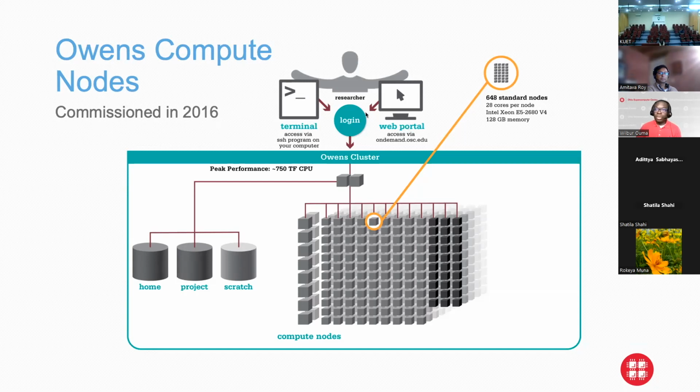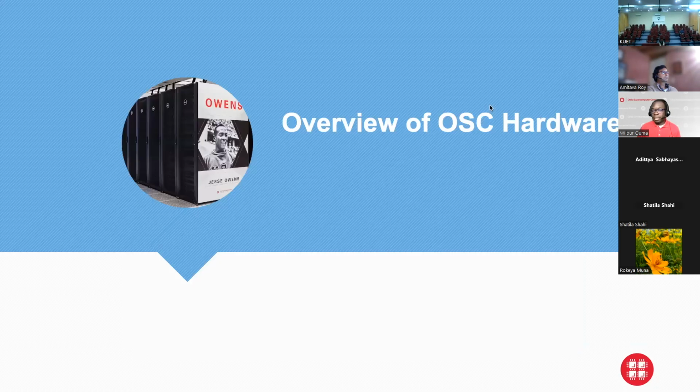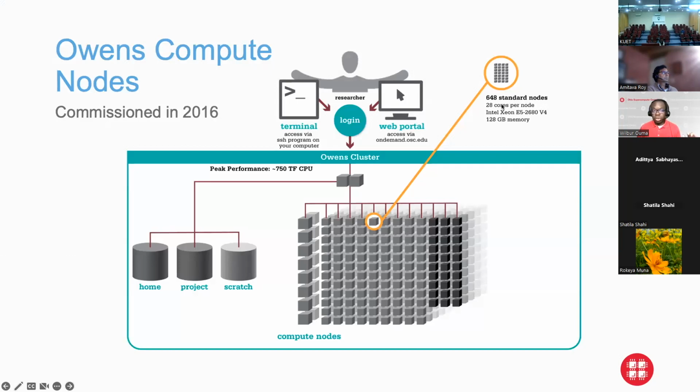To log on to Owens, you'll use one of these two methods, either a terminal shell window, or the web portal. Then you'll get access to the login nodes. We have different types of compute nodes on Owens. The commonly used type of nodes are called standard nodes. We have 600 of these, and each of these standard compute nodes comes with 28 CPUs per node. So you'll have 28 cores per node that you can request on each of the nodes on Owens. In addition, if you request a whole node on Owens, you'll have access to 128 GBs of random access memory. So that is the commonly used standard compute node.